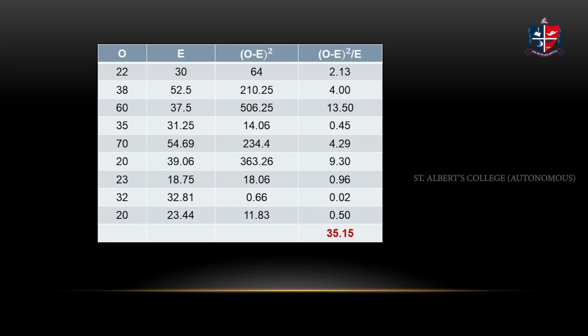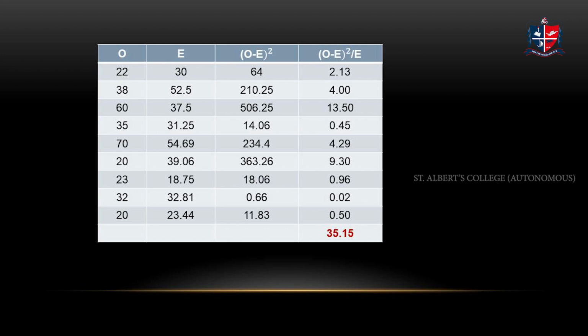So we will get these amounts. And the last column heading is O minus E the whole square divided by E. Then we will get these amounts, that is 2.13, 4, 13.50, 0.45, 4.29, 9.30, 0.96, 0.02, 0.50.